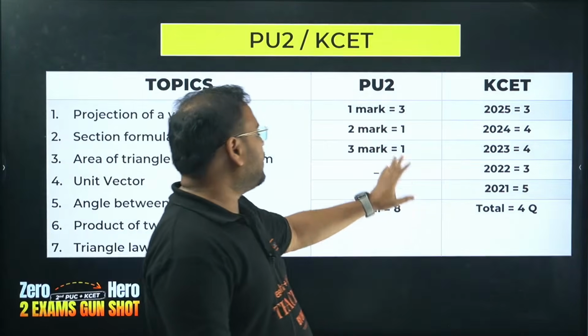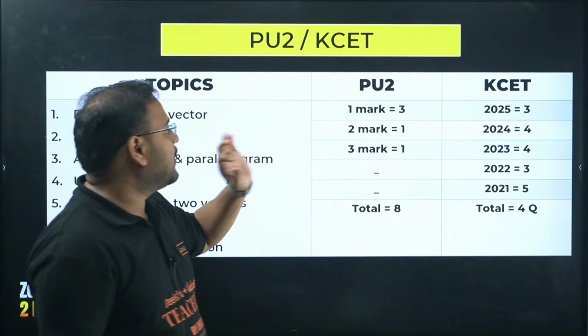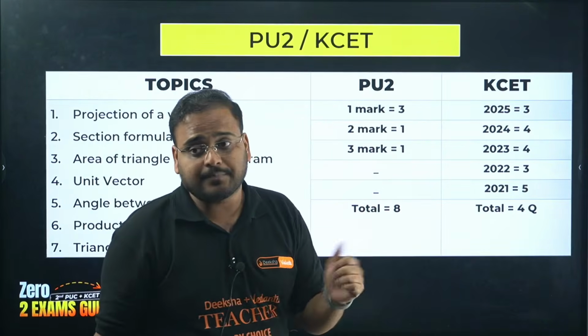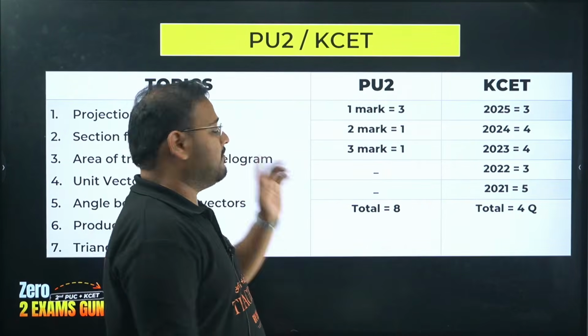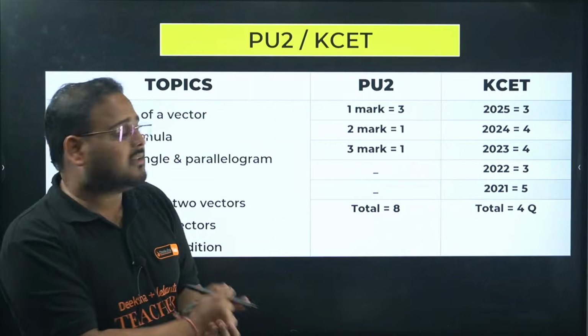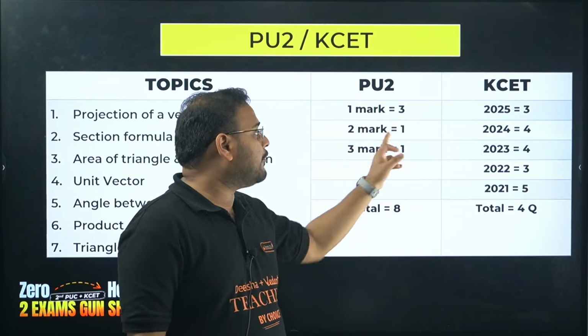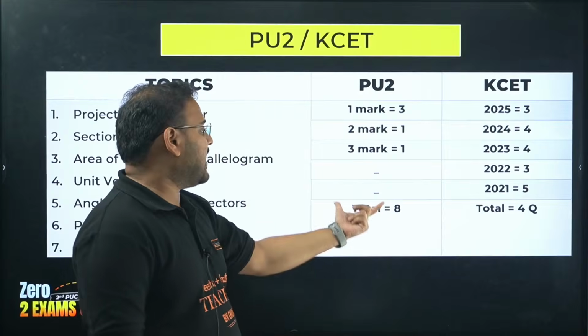Now if you see the PU2 blueprint, a total of 8 marks worth of questions will be asked from here. You have 1 marker, a total of 3 MCQs will come, including, of course, fill in the blanks. So 1 marker will be 3 questions, 2 marker 1 question, 3 marker 1 question. This is as per the latest blueprint.